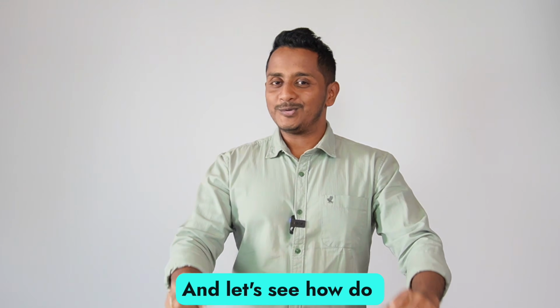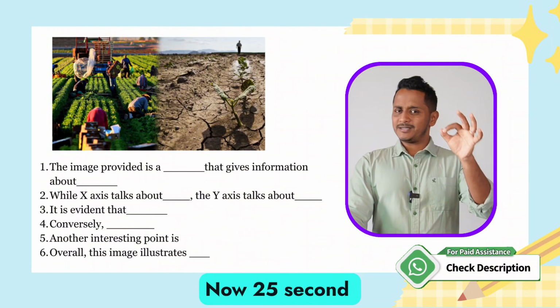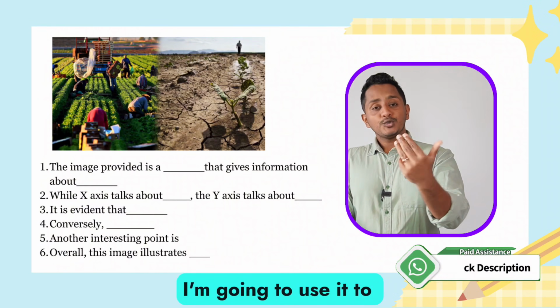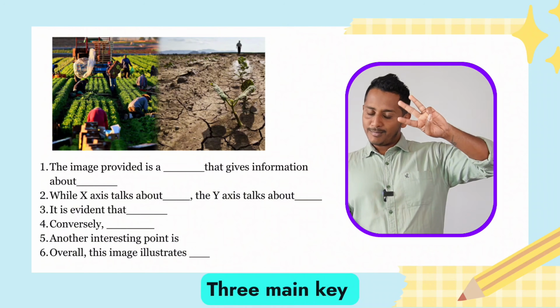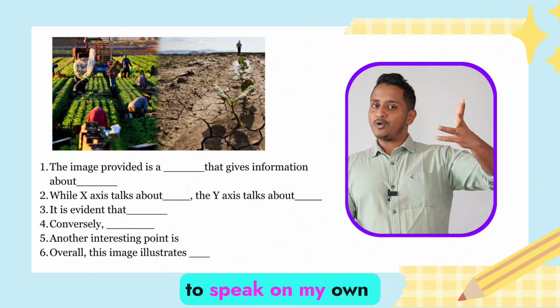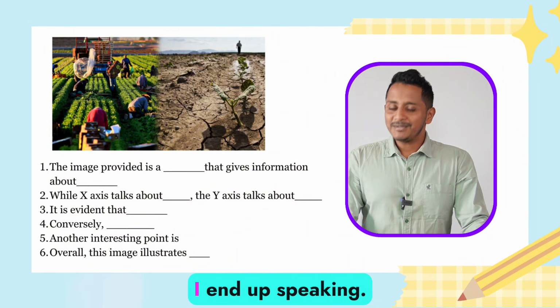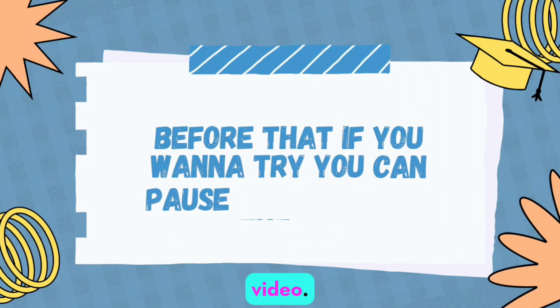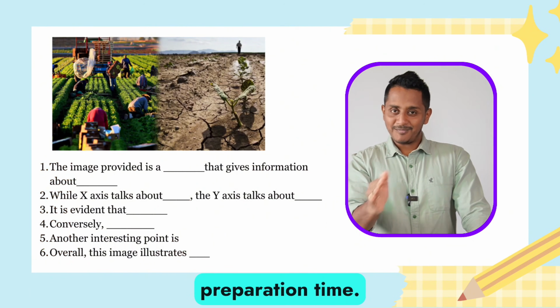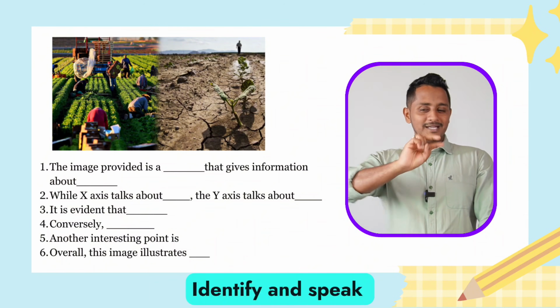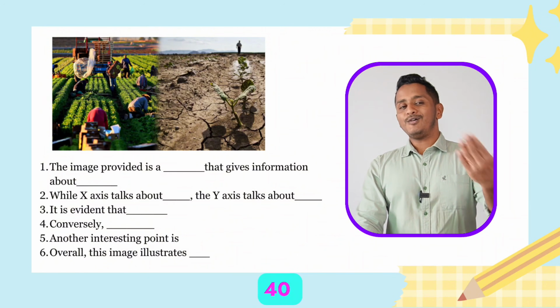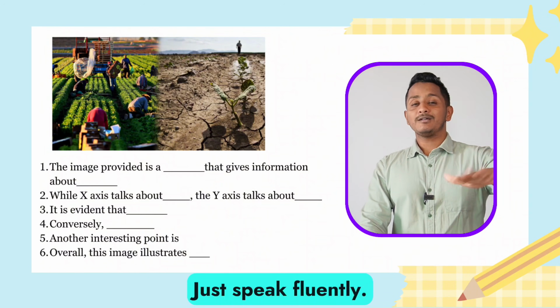And let's see how we deal with the difficult images. Alright, let's start with this now. 25-second preparation time. I'm going to use it to deal with this particular image, with three main key things that I'm going to speak on my own, and then the 40 seconds. Let me show you how I end up speaking. But before that, if you want to try, you can pause the video and try doing it on your own. In the 25-second preparation time, identify and speak those three key concepts. In the 40-second time, just speak fluently.